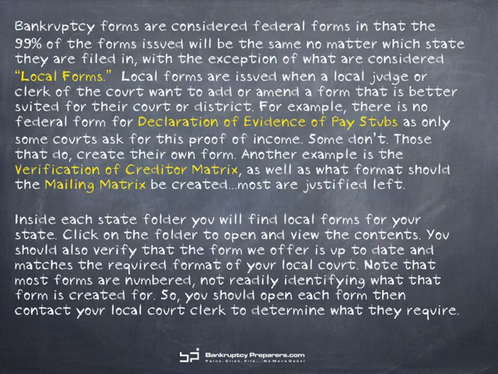Note that in our files, we've taken them exactly from the court because they refer to them in their local rules by a particular number. They don't name them, such as evidence of pay stubs or creditor matrix, or some do, some don't. So you're going to have to open each form to identify which form it is. And then you want to contact your local court and ask them what local forms they require in addition to the regular petition.